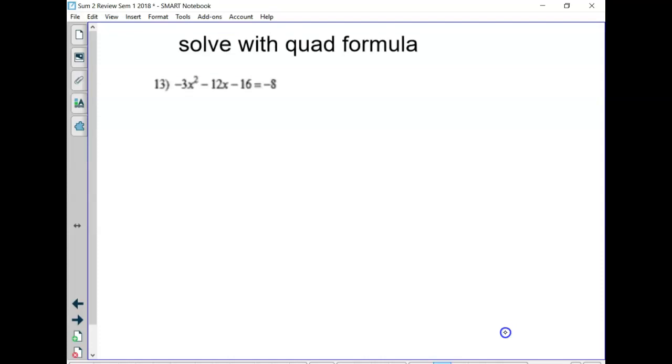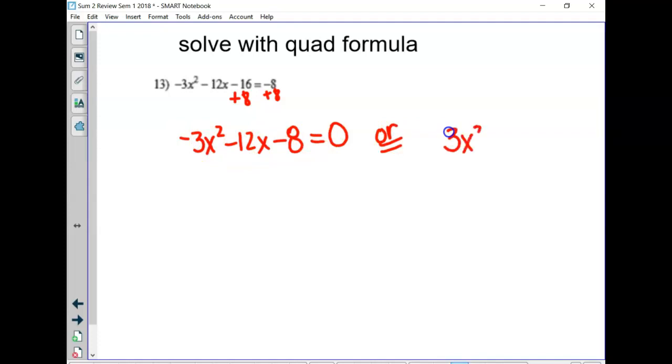There's 2 more here. What? 13? So 13, it has to equal 0 first. So if we add 8 over here, we have negative 3x squared minus 12x minus 8 equals 0. You actually, if you wanted, could change all the signs because you could multiply through by a negative 1 and solve 3x squared plus 12x plus 8 equals 0. Anybody have a preference? You want me to leave it the way it was written? Okay. So let's practice this way. You should get the same answer, though.